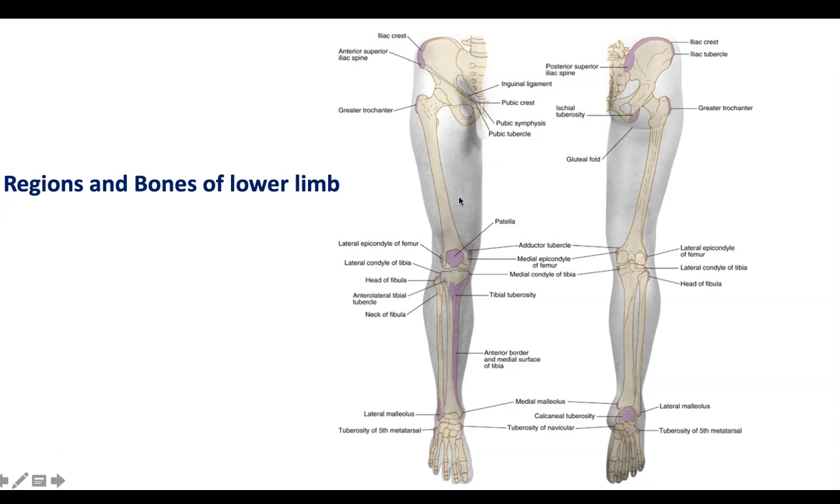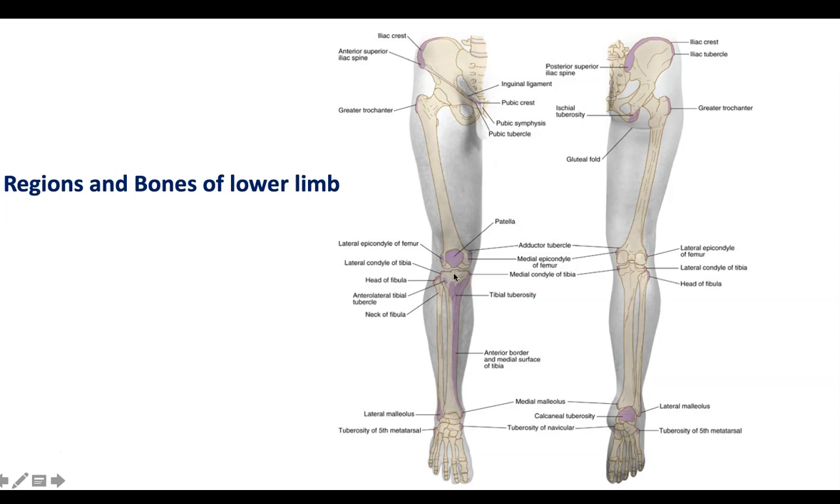Anteriorly, the thigh region extends below the inguinal ligament. The thigh region includes the femur, the longest bone of the body, and is continuous superiorly with the abdominal region, medially with the perineal region, and posteriorly with the gluteal region. The thigh extends from the inguinal ligament up to the knee region.